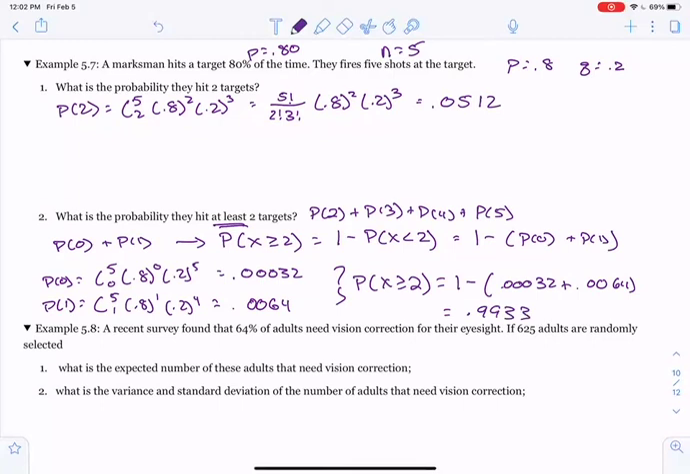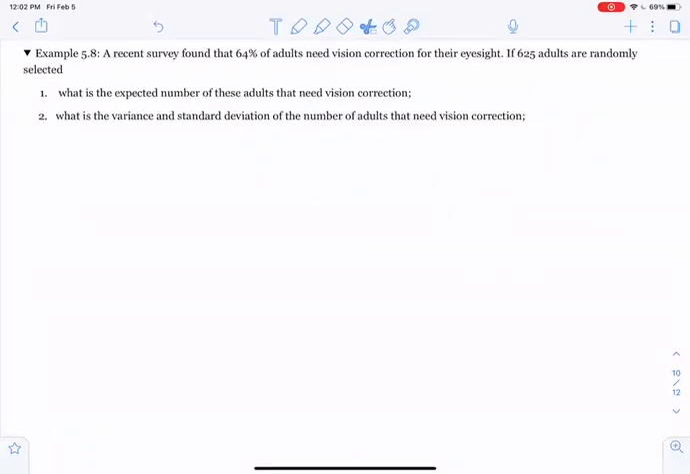All right. Let's look at an example of computing these parameters. In a recent survey, it was found that 64% of adults need vision correction for their eyesight. And if 625 adults are randomly selected, what is the expected number of these adults that need corrective vision? And what is the variance and standard deviation? So let's look at one. We're told in this that N, the number of people in our sample, is 625, and the probability that any one of them needs corrective vision is 0.64.